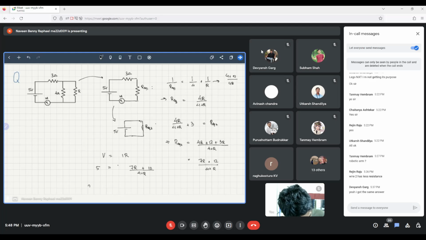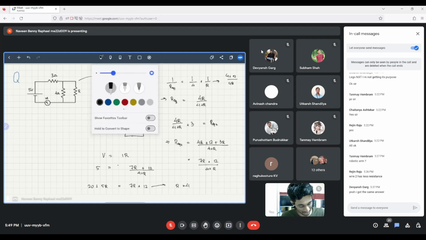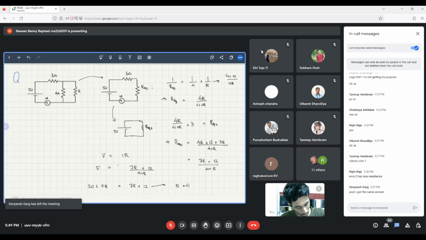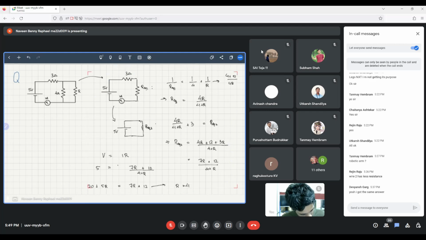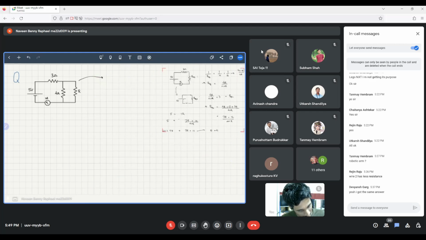So when you cross multiply, we get 20 plus 5R is equal to 7R plus 12. Solving this linear equation, we get R is equal to 4. Well, this is one way of solving it. The other way, I feel like this is a way we can properly study the Thevenin equivalent circuit also. So we will take all this. That's one way. Let's do it using the Thevenin.